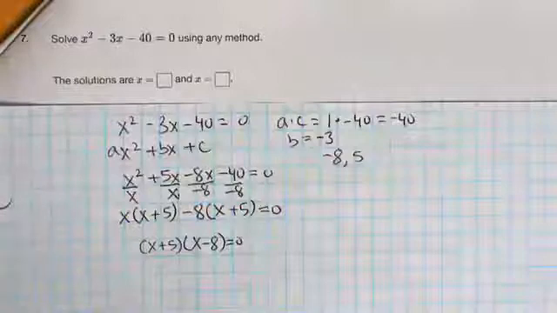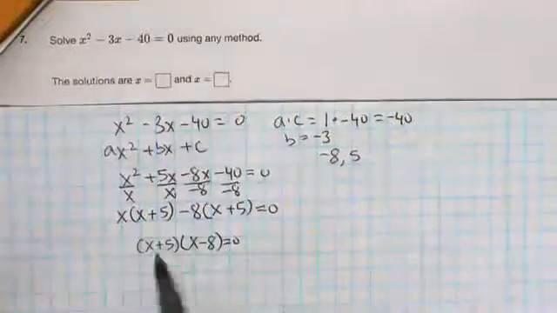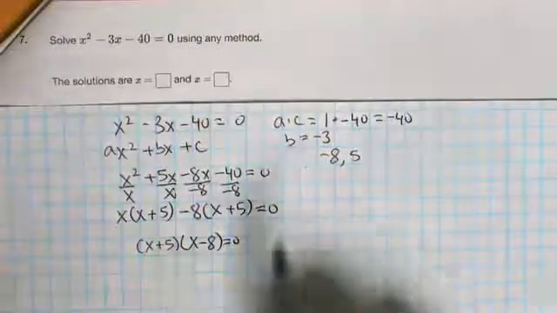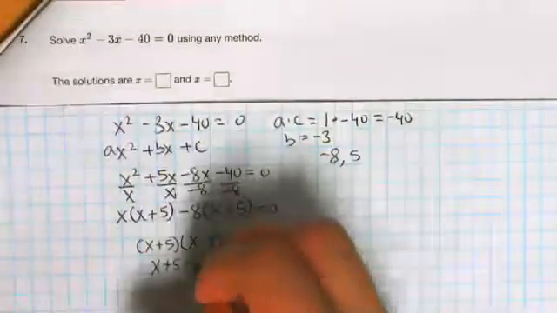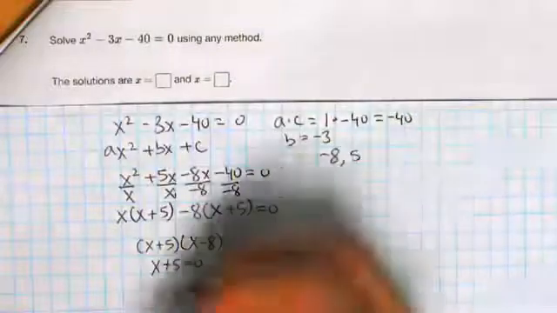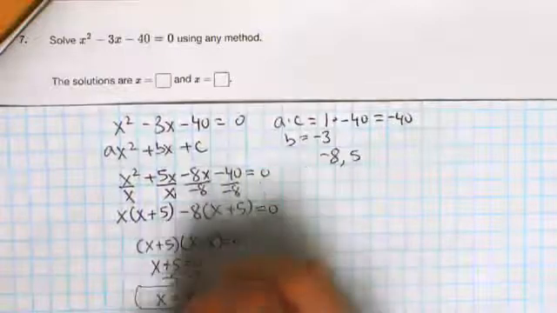Anyway, from here, we're almost done. We just actually need to solve this. And as long as either one of these sets of parentheses ends up equaling 0, the entire thing will end up being 0 because they multiply. So that means we can set x plus 5 equal to 0 and x minus 8 equal to 0. To solve for x in the first one, we subtract 5 and we get x equals negative 5.